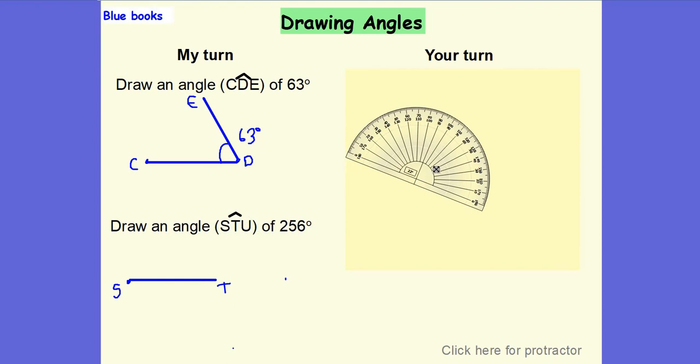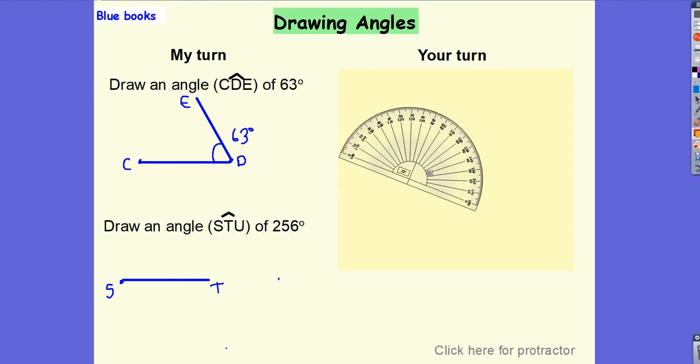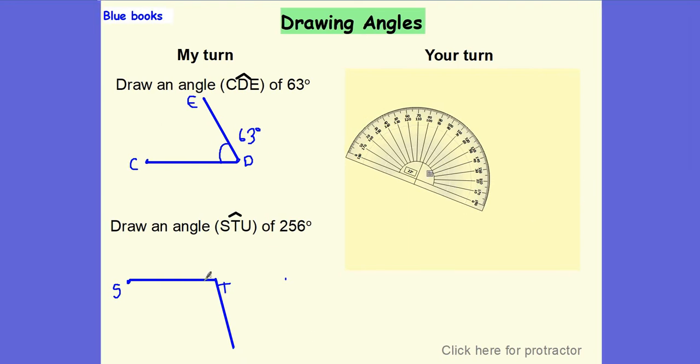And then all I need to do is join up my line. And that angle that I've just made is 256 degrees. Over to you, Year 7.